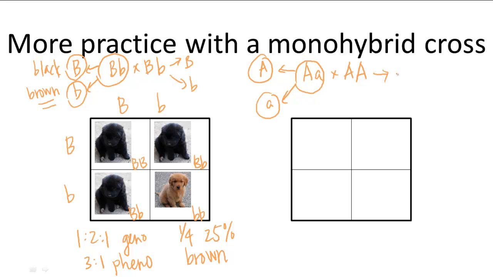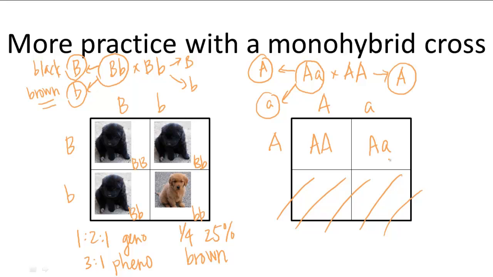And for this one, you only have one gamete possibility because there's only one type of allele, the big A allele. So you put big A, little a, big A, and you can actually just completely discard this bottom row because you don't need it. And now you can fill it out: big A big A, big A little a.